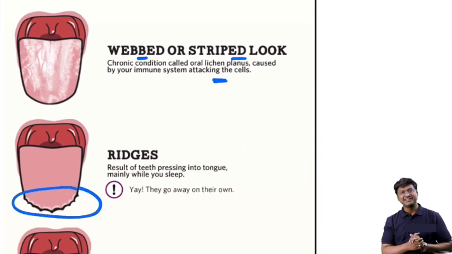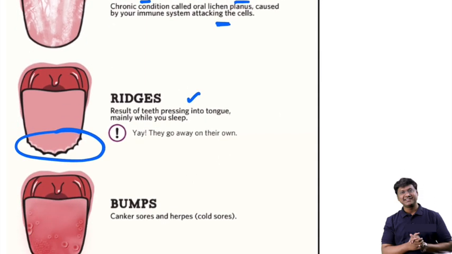Presence of ridges. See, this is the result of teeth pressing into the tongue, mainly when you are asleep. So you need not worry, they disappear on their own. But the presence of these particular bumps tells you it is like canker sores and the herpes, which are basically the cold sores. So this is about the presence of the variable morphologies of the tongue.